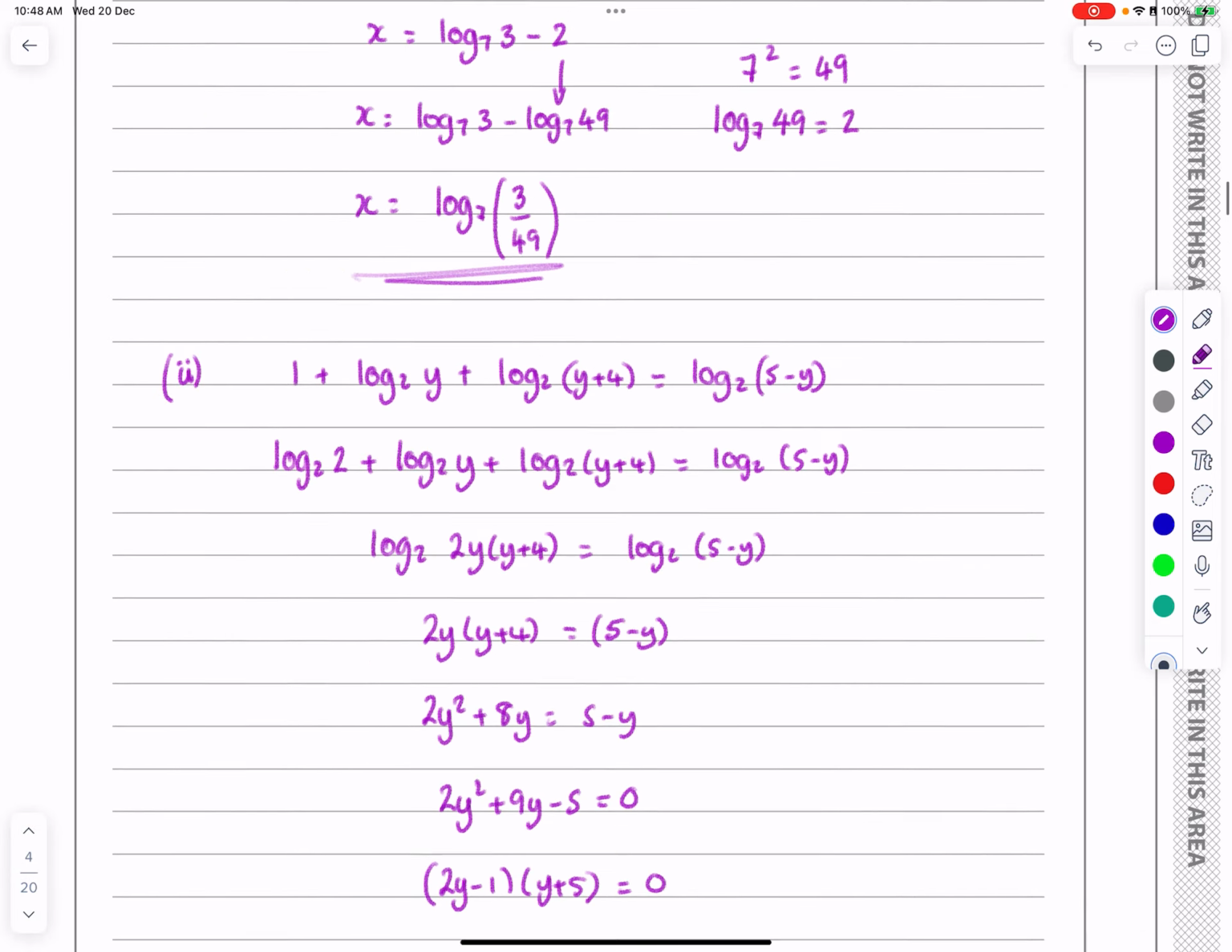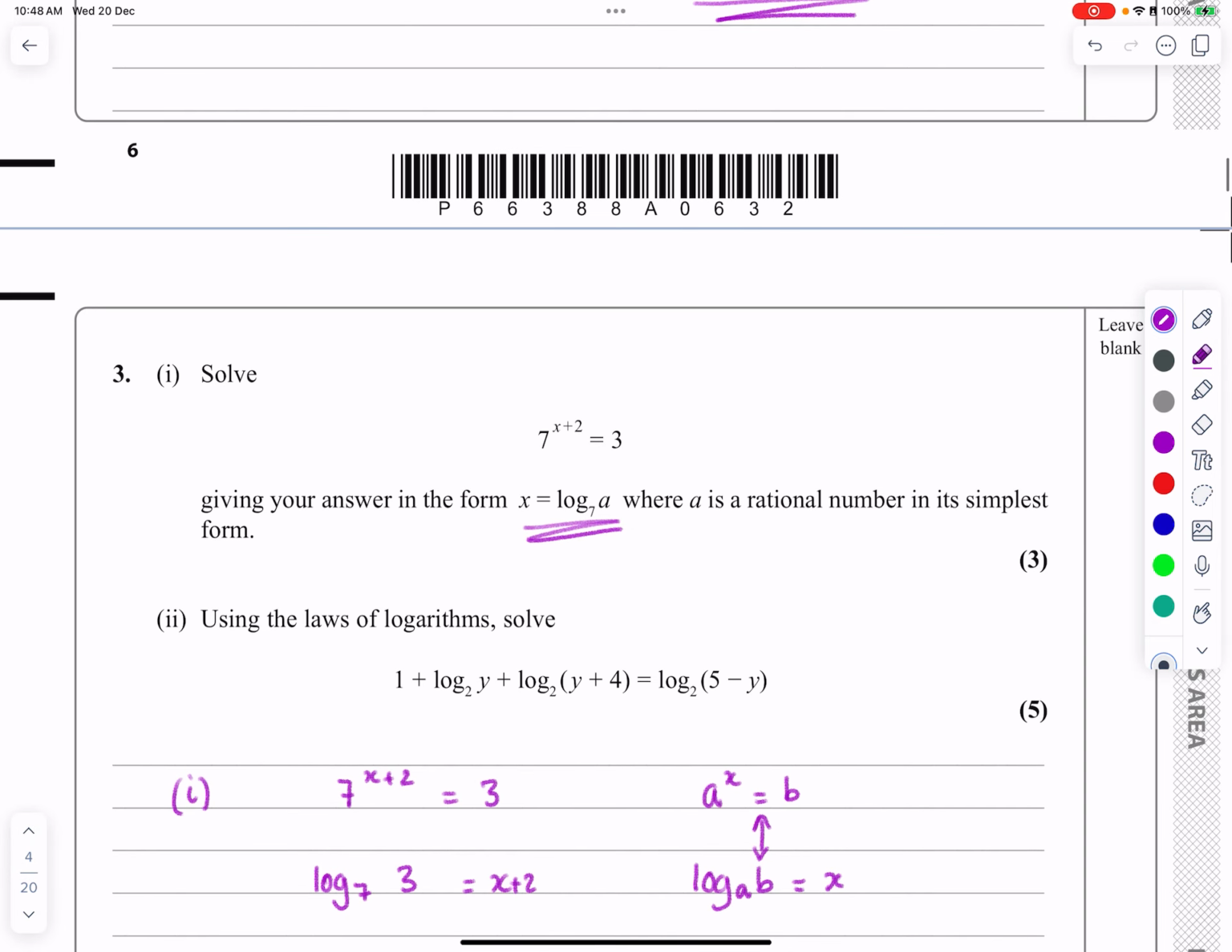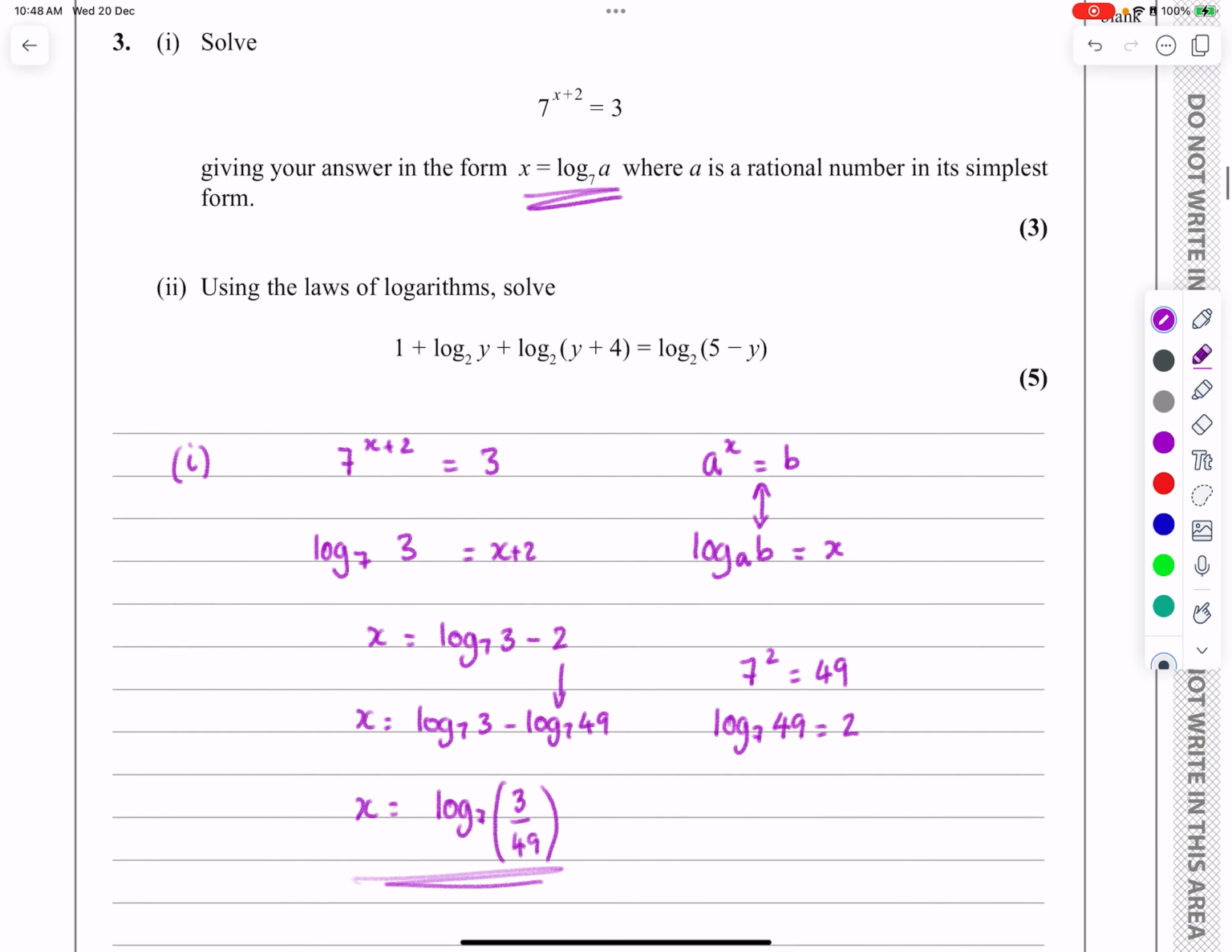Other thing to just check, did they just want the y values? Is it coordinates where you want all of it? But no, I finished the question there. So a really important question for you to be able to do and to be able to learn from moving forward. Hope that all makes sense.